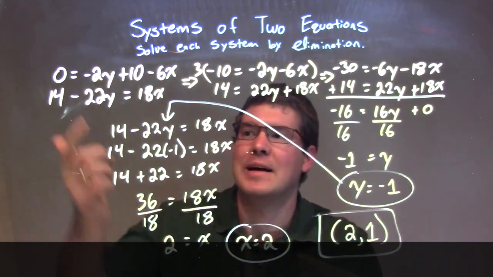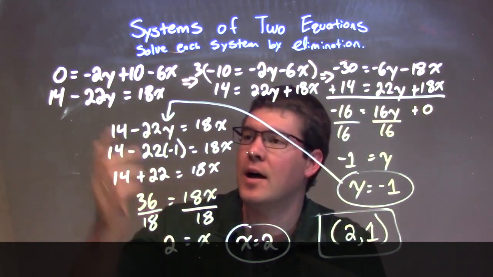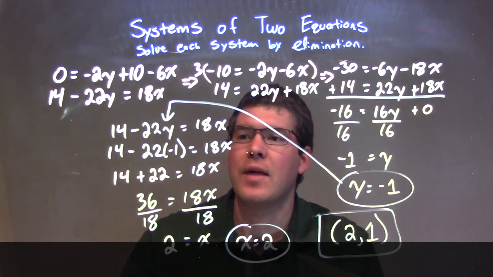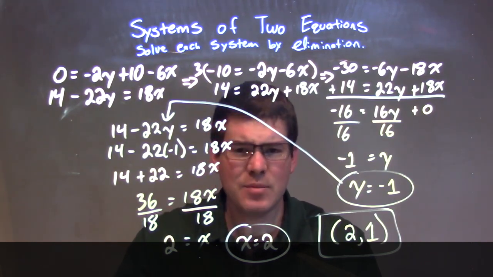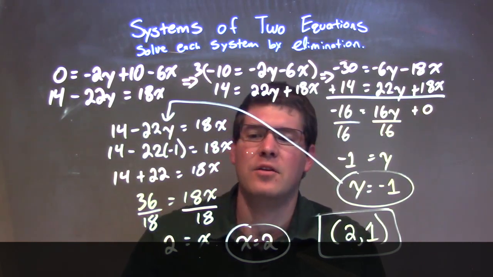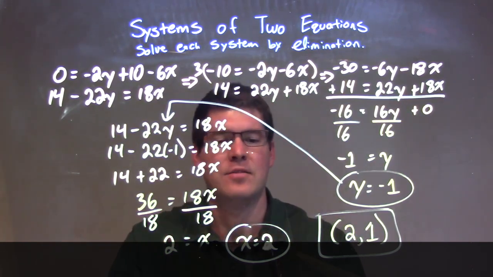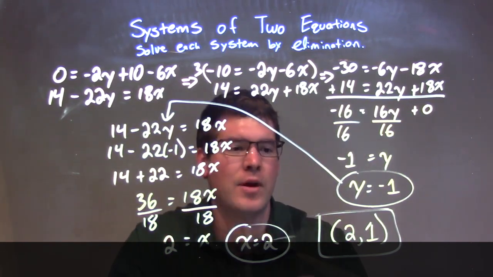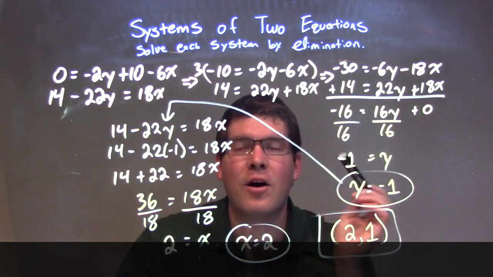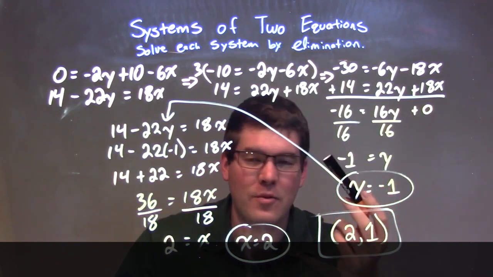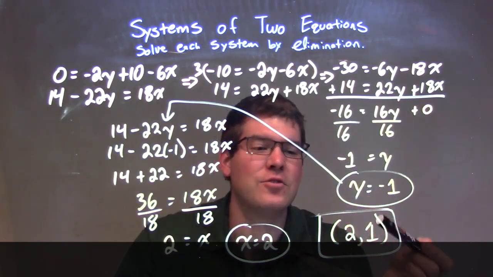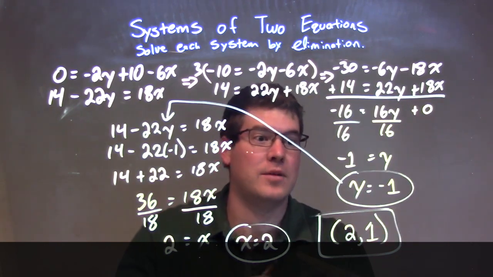I plugged that into my second equation. It could have been any one. I chose my second equation, plugged that in for y, and simplified and solved for x. In doing so, I got x to be 2. Now I had x is 2, y is negative 1. I can write that as a coordinate point. And our final answer to the system of equations using elimination is 2, negative 1.